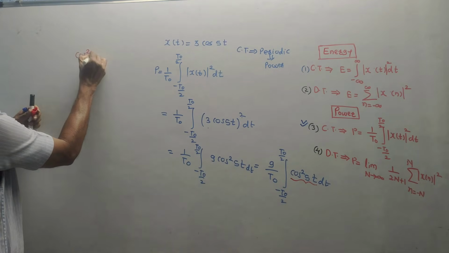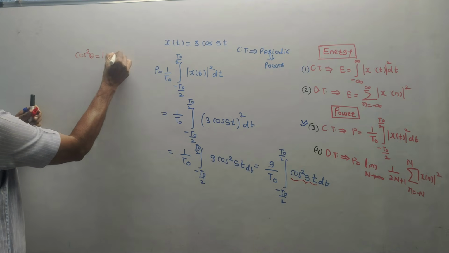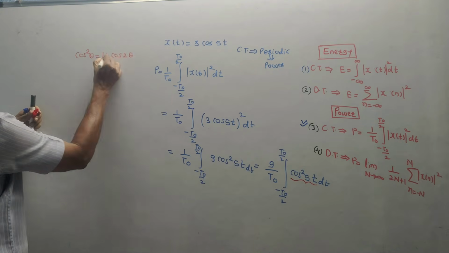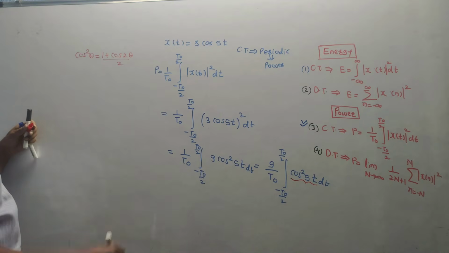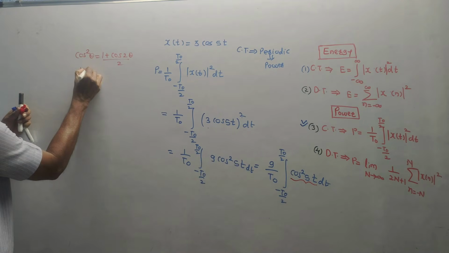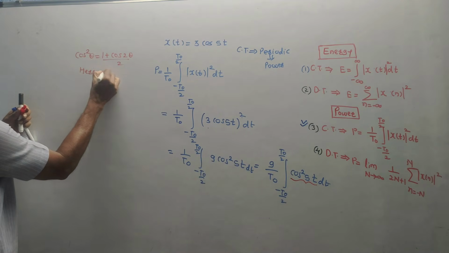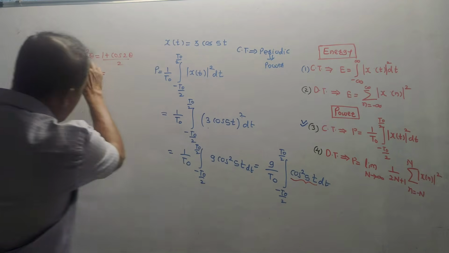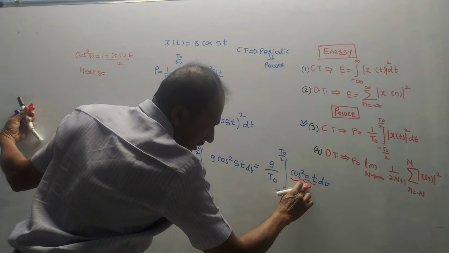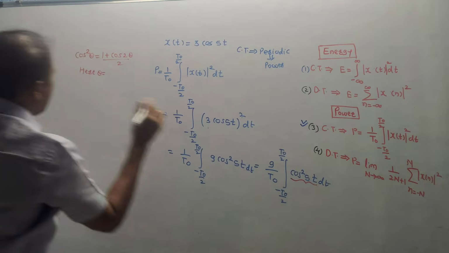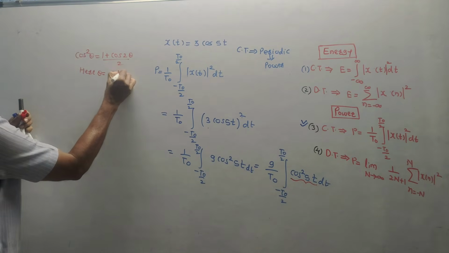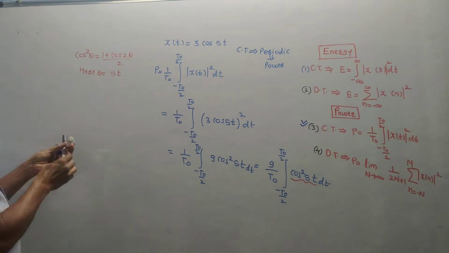Cos square theta is equal to (1 plus cos 2 theta) upon 2. This is the trigonometric identity. Here, in the given case, the available expression is cos square phi t. So theta is equal to phi t. So let us put these values.